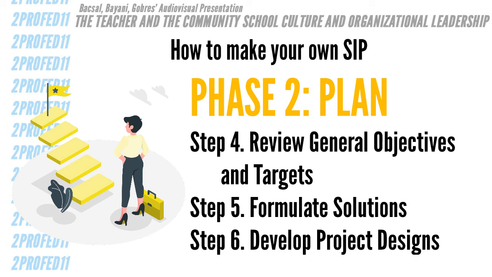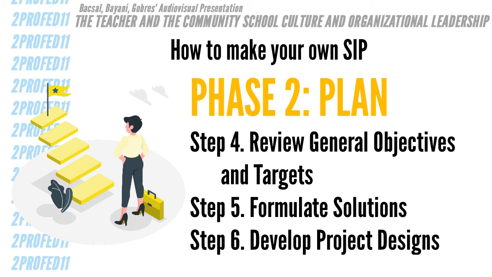Phase 2, plan. Under planning, we have step 4. Review general objectives and targets. Now that you've examined the root cause of the problems, you have to start reviewing and revising your objectives and targets. Make sure that your objectives are aligned with your cause. Step 5. Formulate solutions. The assigned team shall now offer their solutions for their designated PIAs.